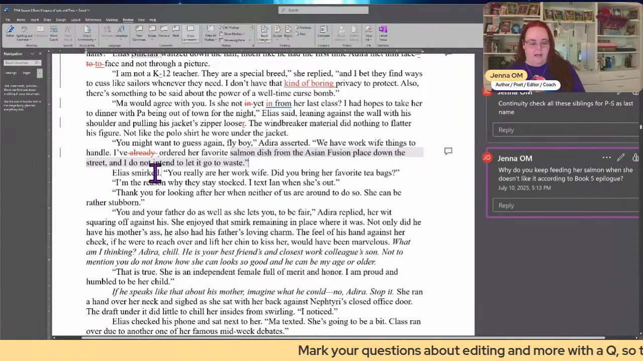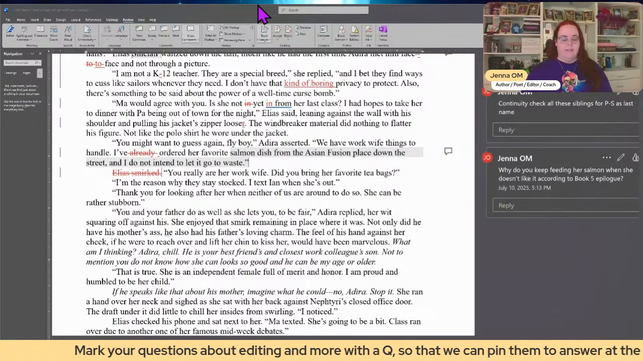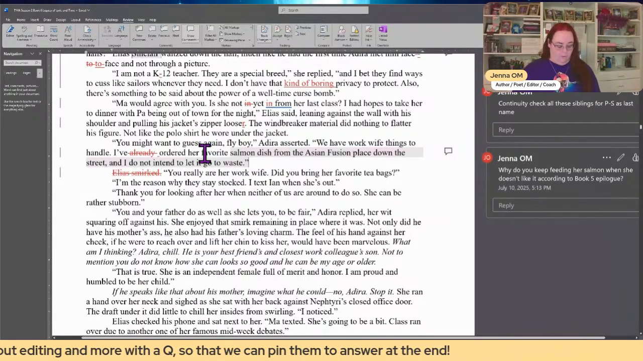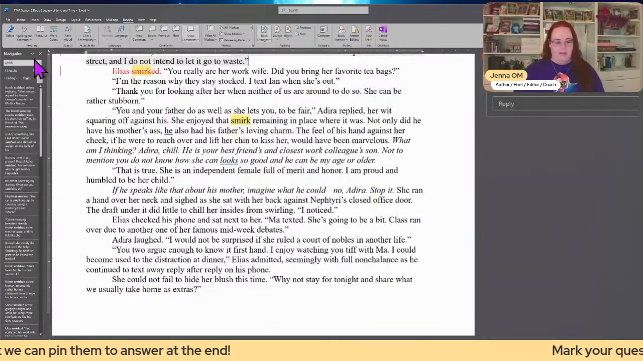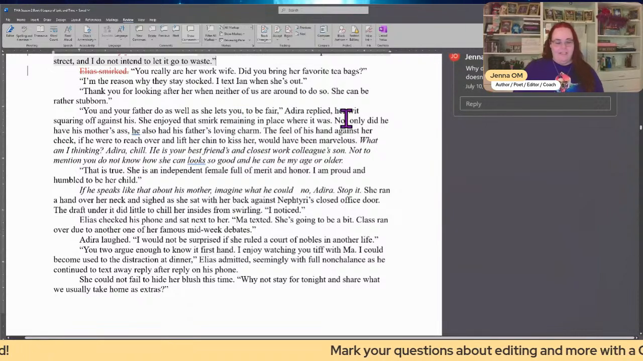Elias smirked. No, he did not. We're taking that out of there. I'm not allowed to use smirked anymore. Want to know why? Control F. Because I've already used it 41 times and I'm halfway done this book. That's why. It is a brain default.